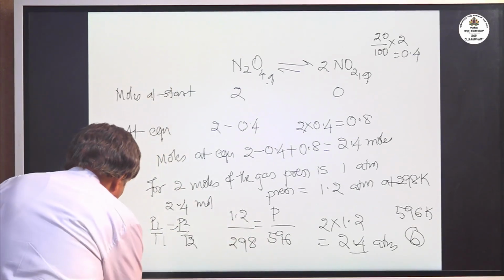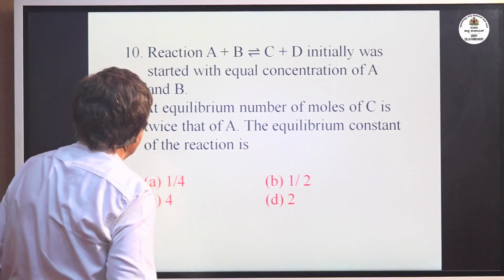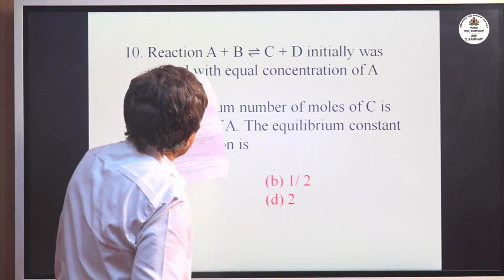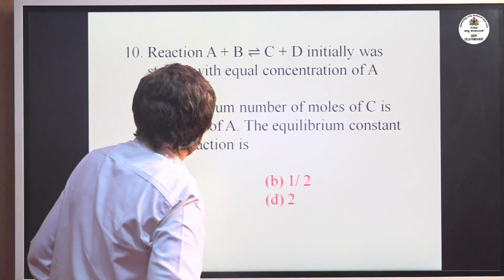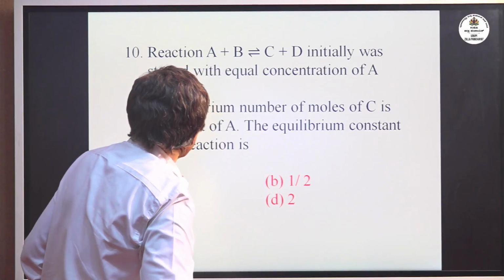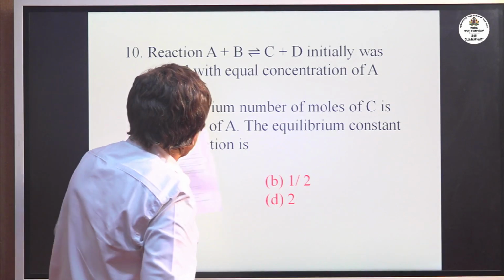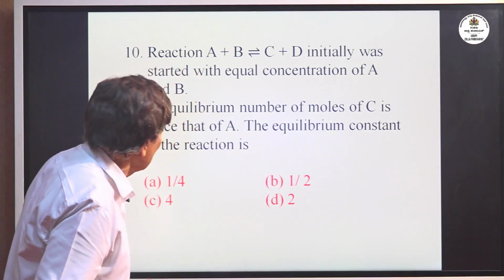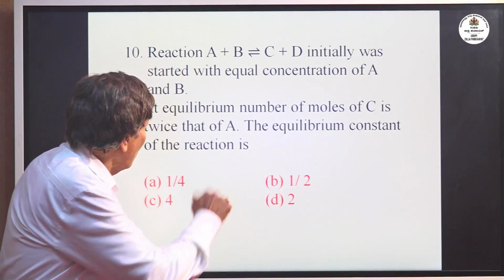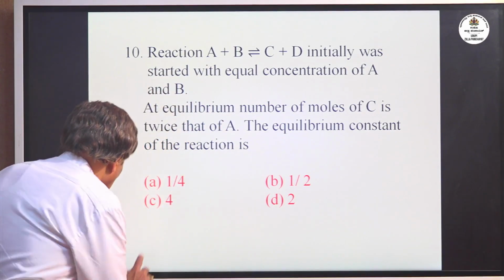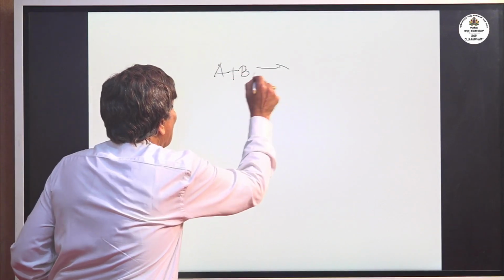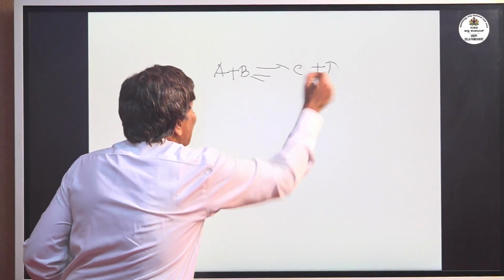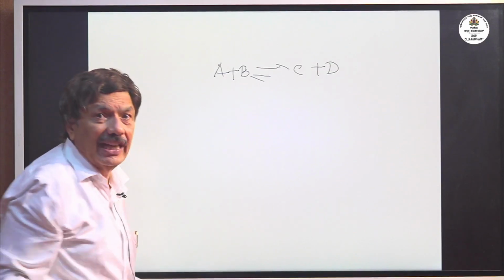Next one. See. Reaction A plus B giving rise to C plus D was initially started with equal concentration of A and B. At equilibrium, the number of moles of C was found to be twice that of A. The equilibrium constant is? Very easy it is. A plus B in equilibrium with C plus D. They are taken both in equal quantity.